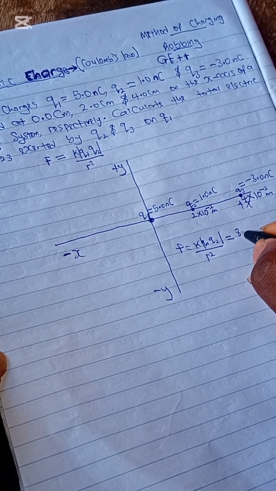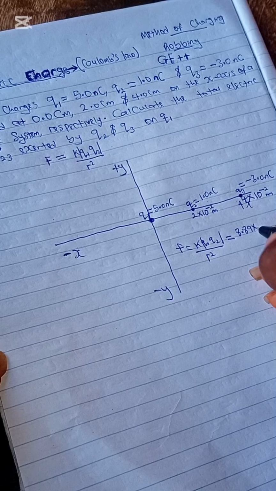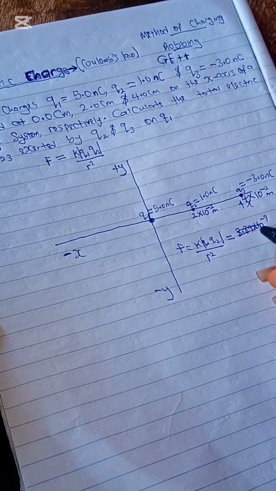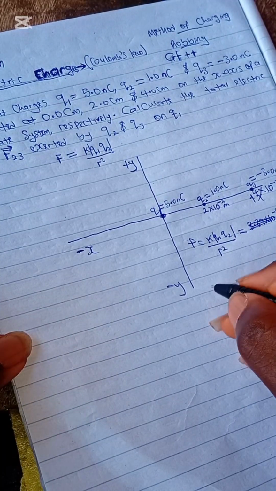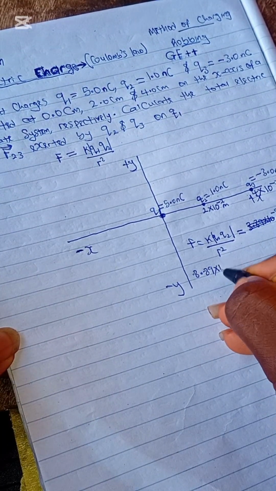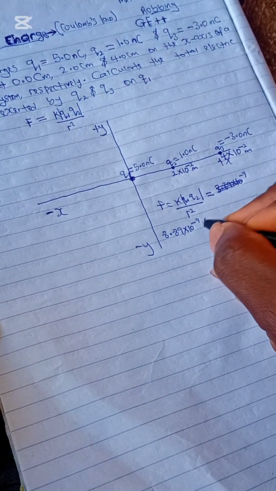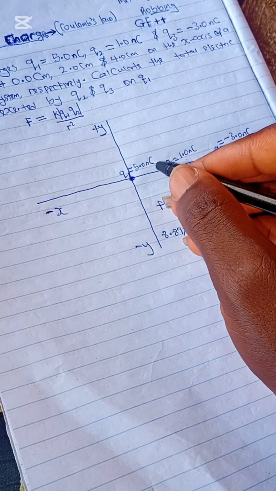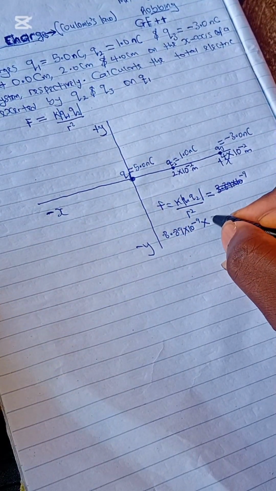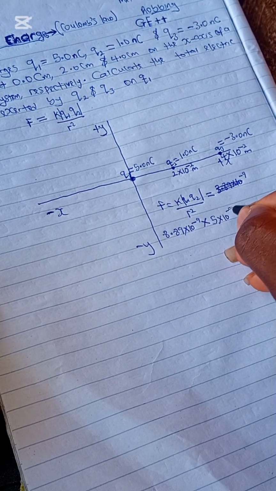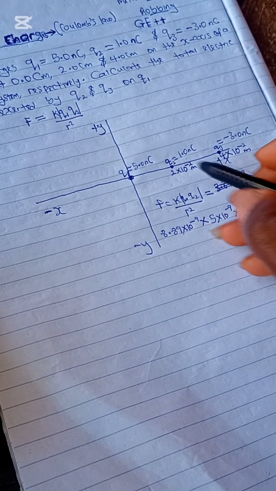Our K is 8.89 times 10 raised to power minus 9. Are we together? Times what's our Q1? 5 nano coulomb. Nano means 10 raised to power minus 9. Don't forget, so that you convert it to coulomb. 5 times 10 raised to power minus 9, times what's our Q2?